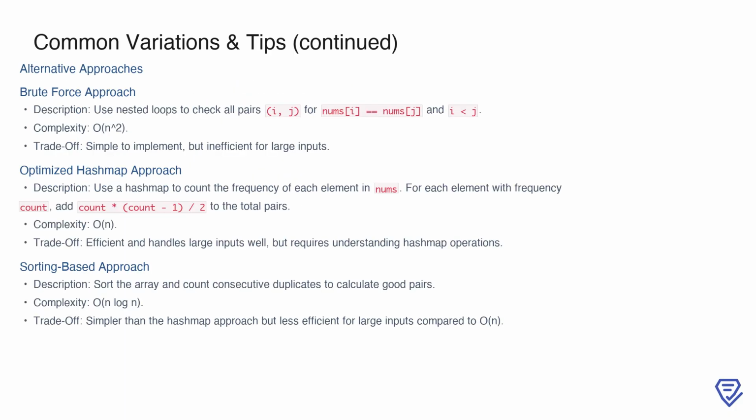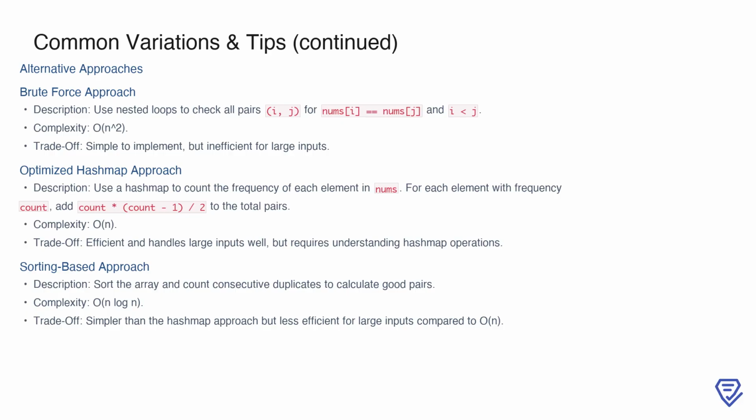Finally, let's compare some alternative approaches to solving this problem. The brute force approach involves nested loops to check all pairs i, j for nums[i] equals nums[j] and i less than j. While this method is simple to implement, its n squared complexity makes it unsuitable for large inputs. A more efficient solution uses a hash map to count the frequency of each element in the array.